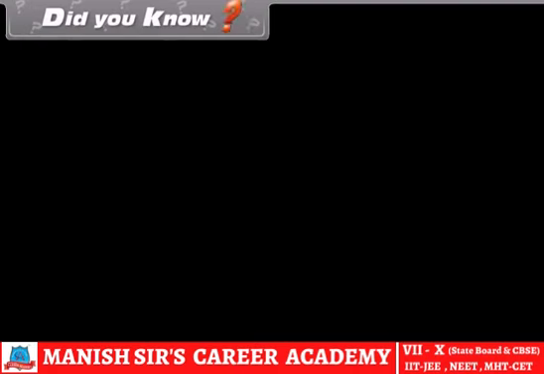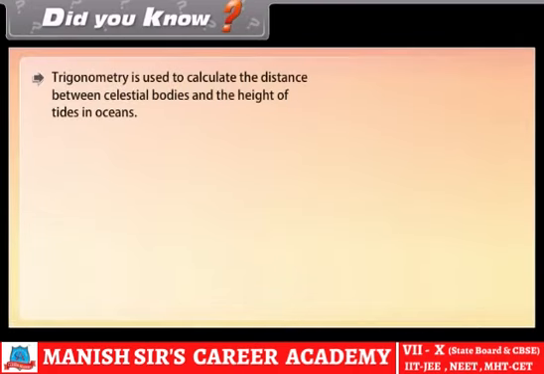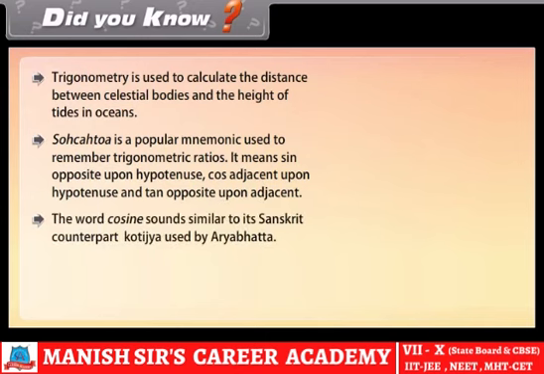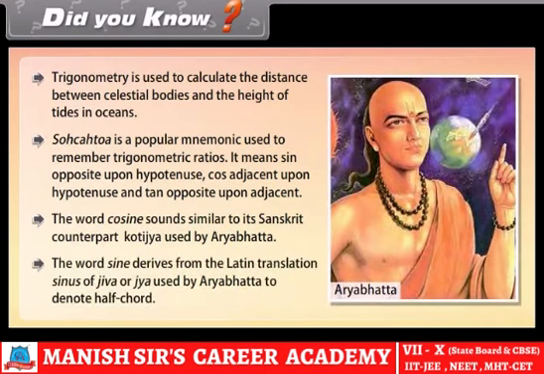Did you know? Trigonometry is used to calculate the distance between celestial bodies and the height of tides in oceans. SOH CAH TOA is a popular mnemonic used to remember trigonometric ratios. It means sine opposite upon hypotenuse, cos adjacent upon hypotenuse, and tan opposite upon adjacent. The word cosine sounds similar to its Sanskrit counterpart, kotijya, used by Aryabhatta. The word sine derives from the Latin translation sinus of jiva or jya, used by Aryabhatta to denote half-chord.